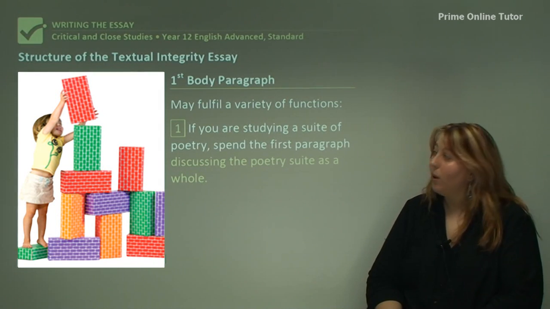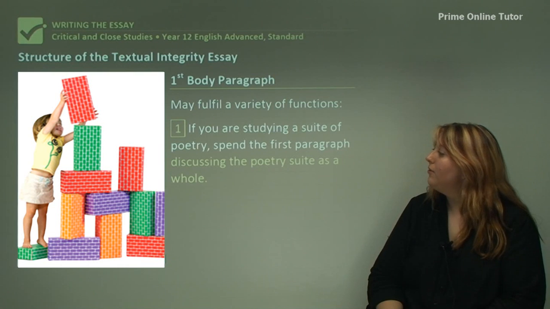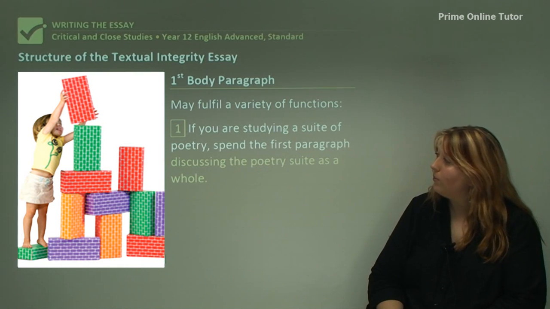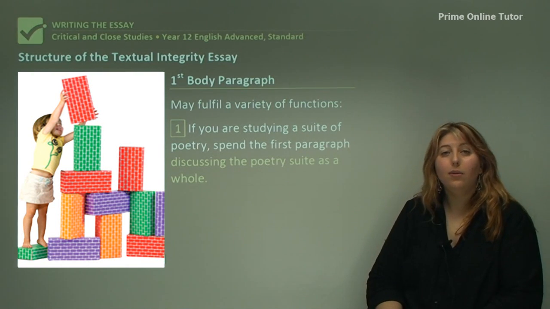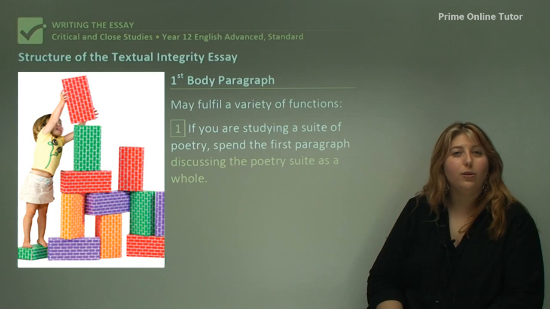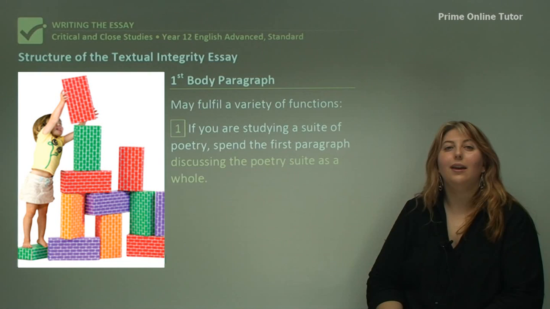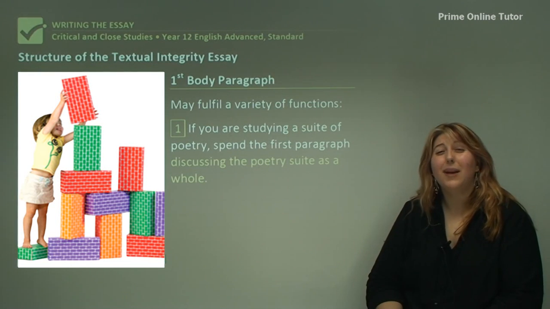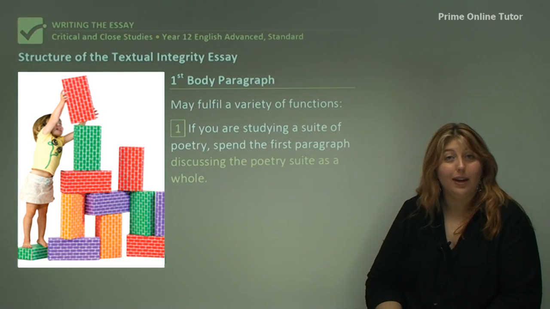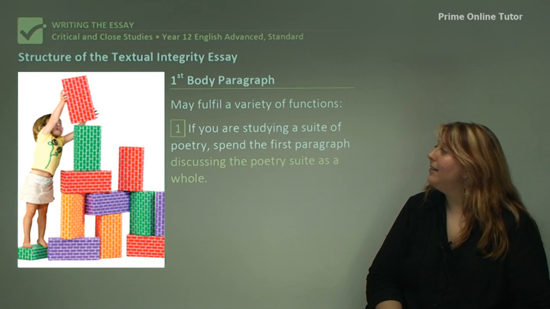If you're doing a suite of poetry, you might spend the first paragraph discussing the poetry suite as a whole. So if you're looking at Gwen Harwood, you might be talking about what all of her poetry reflects. Or if you're looking at Kenneth Slessor, you might be thinking about modernism and how that impacted him and the fact that he's a unique Australian modernist. So you might say a little bit about that.